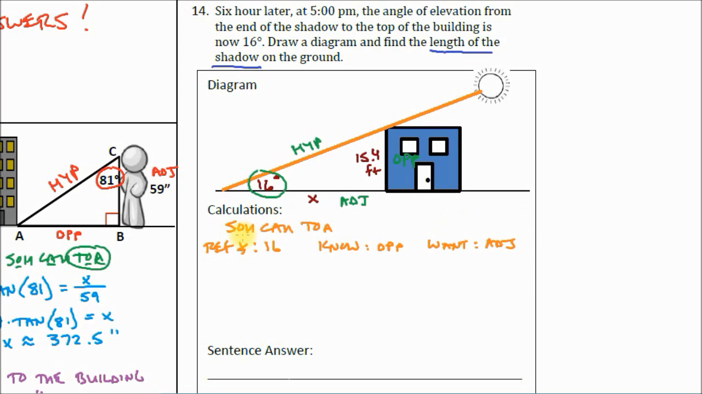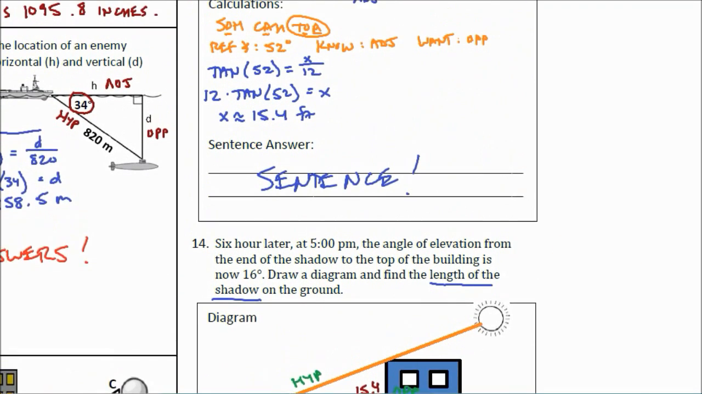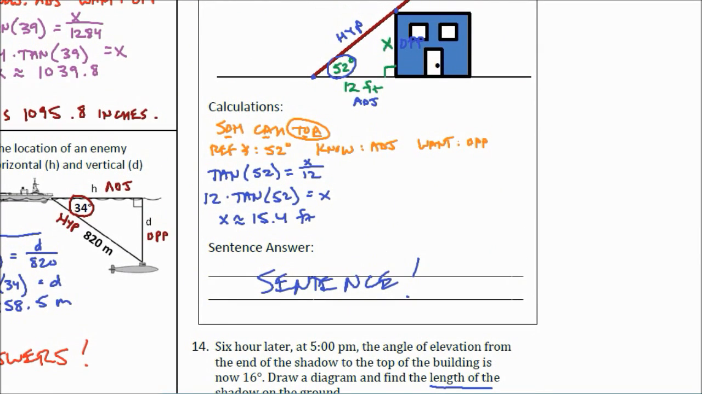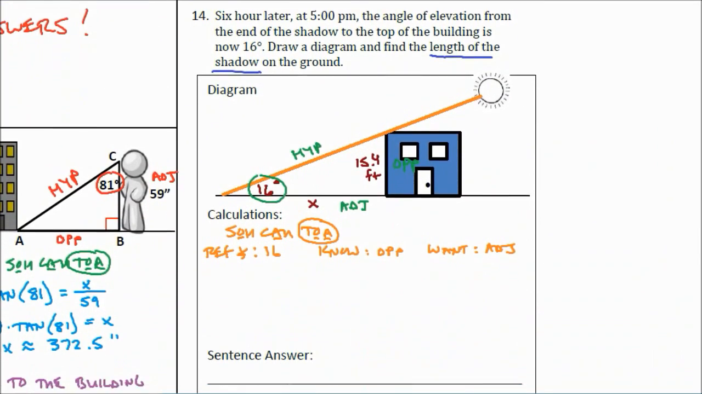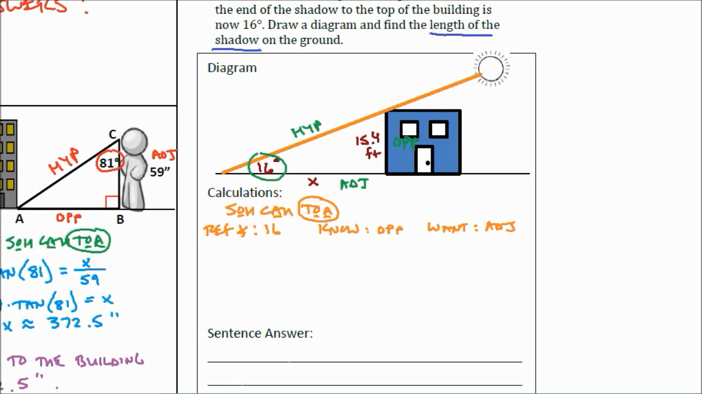So we're still going to be using tangent, opposite over adjacent, but now you can see the roles have reversed. It used to be that we knew the adjacent side and wanted to know opposite. Now we know opposite and want to know adjacent, but it's still going to be tangent. Tangent of our reference angle is equal to opposite, which is now 15.4, the height of our building, over adjacent, which is unknown. Now in this case, class, we have a little different scenario.